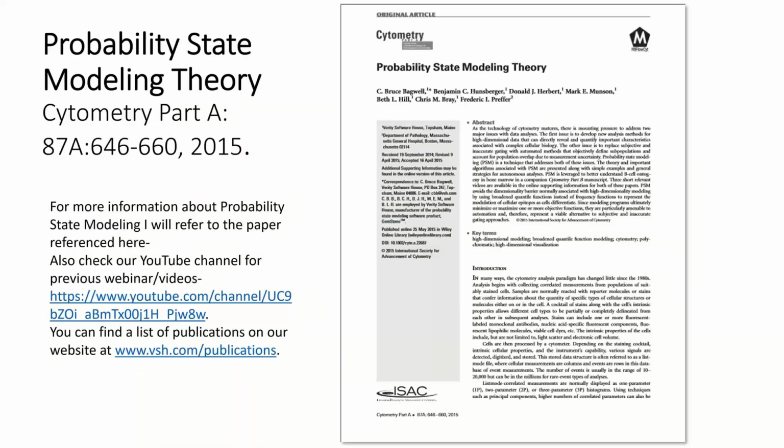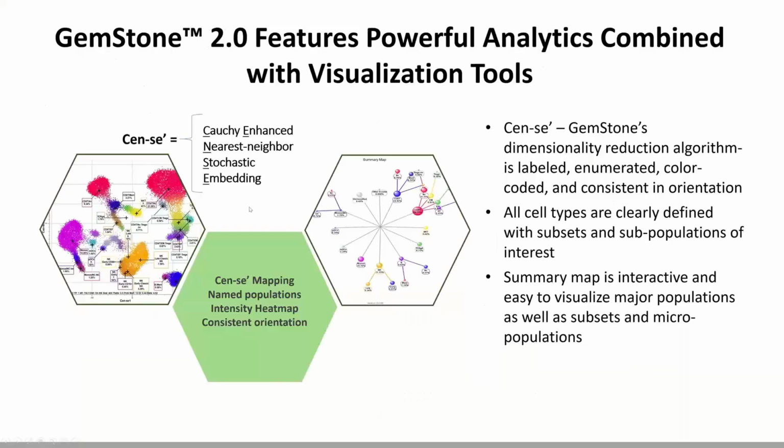The engine that runs GemStone is called probability state modeling. To the unfamiliar or for review, I refer you to this paper right here, as well as our YouTube channel where you can find previous webinars and videos. You can also check our website for publications. So as I mentioned, today I am going to focus on using GemStone's Sensei mapping and the summary map.